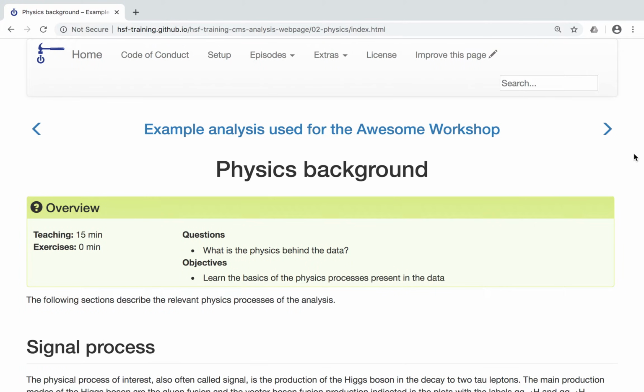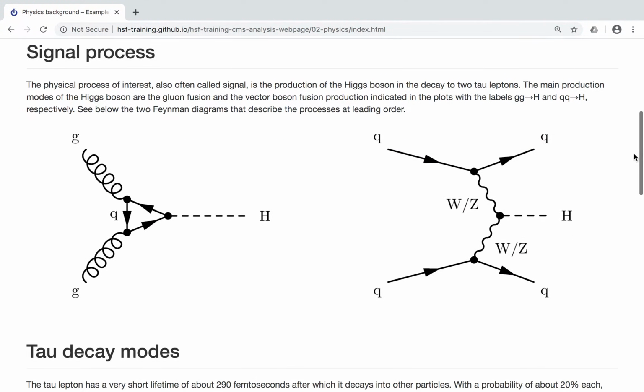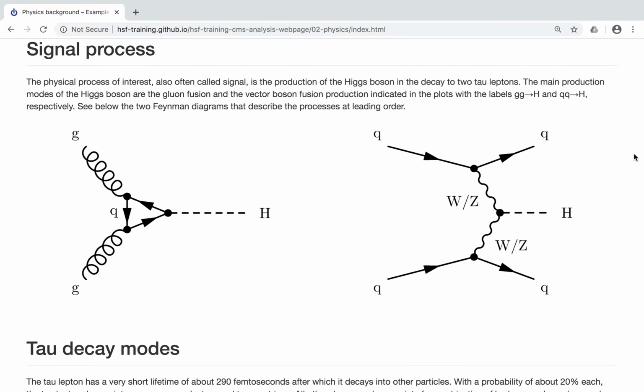Hi everyone, and welcome to the video lecture on the physics background for the awesome workshop. So in this lecture, we'll be going into the question: what is the physics behind the data? And we'll be learning the basic physics processes. So first up, we have our signal processes. As we've discussed, we're searching for a Higgs decaying to tau leptons.